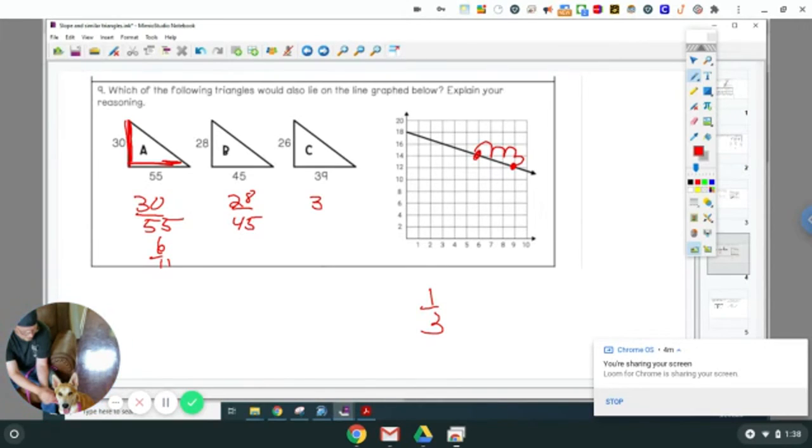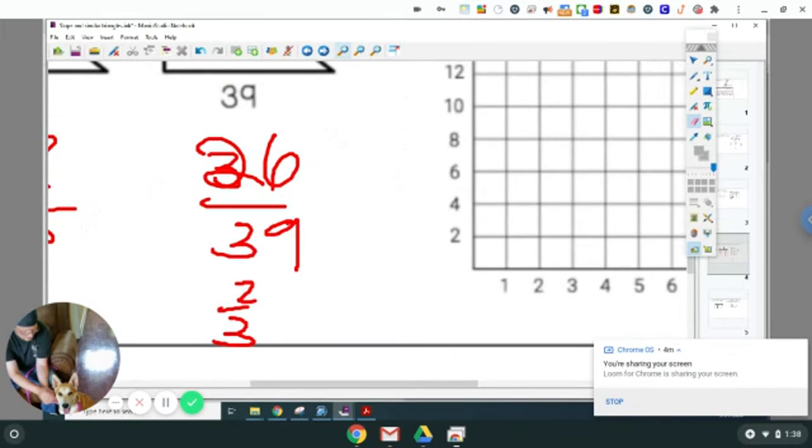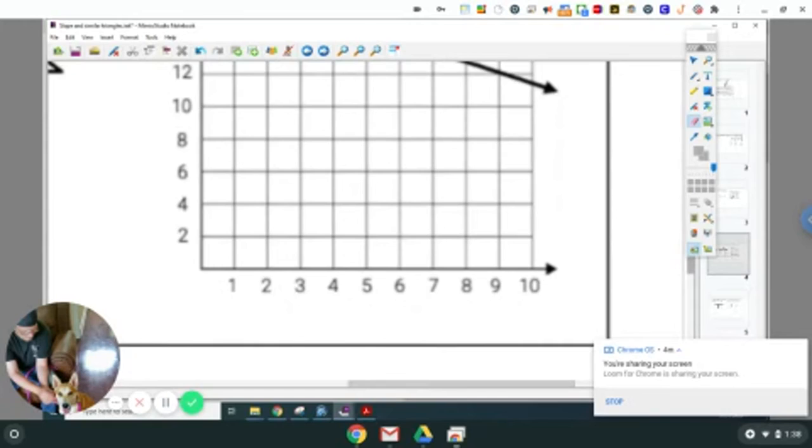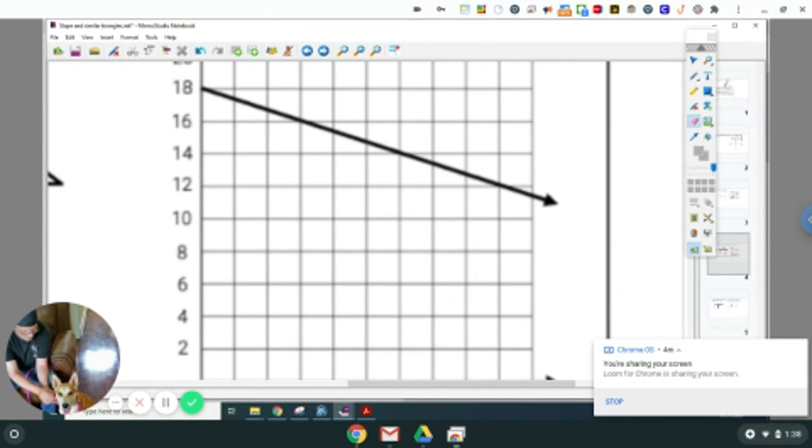And this one will be 26 over 39. So 26 divided by 39 is 0.666, repeating, and this would be 2/3. I think I might have messed up my slope. This might have been rise 2, so this would be 2/3. Let me try my slope again, because I could have messed up. And I'm going to zoom in. Okay, so this is a point.